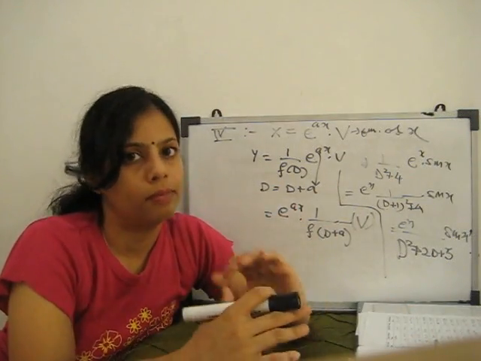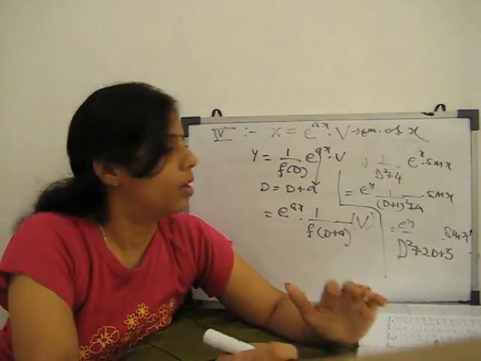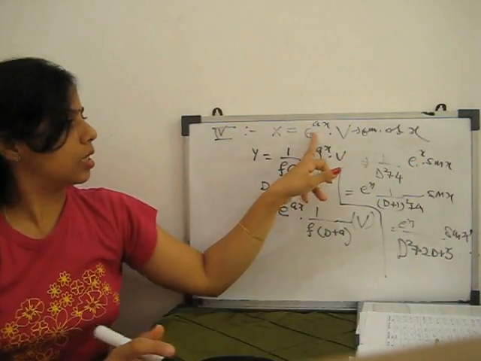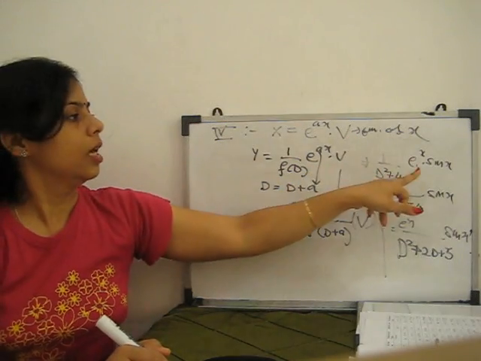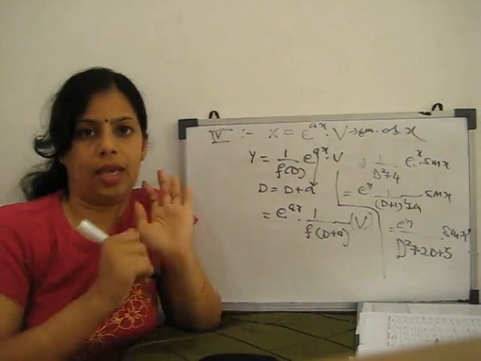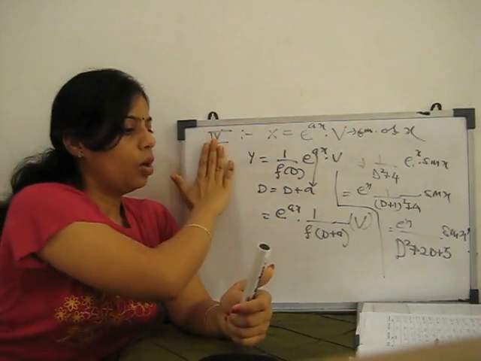We can solve this in my next lectures where we discuss the problems. I just showed how to replace if the function is e to the power ax multiplied with v: then e comes out and d is replaced with d plus a. This is the case 4.